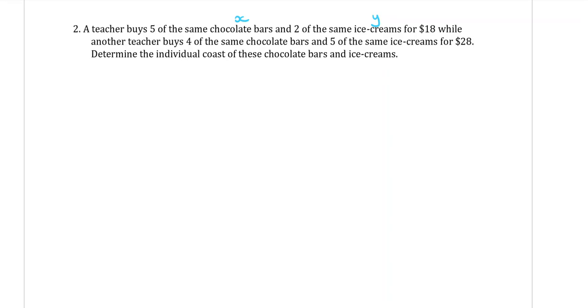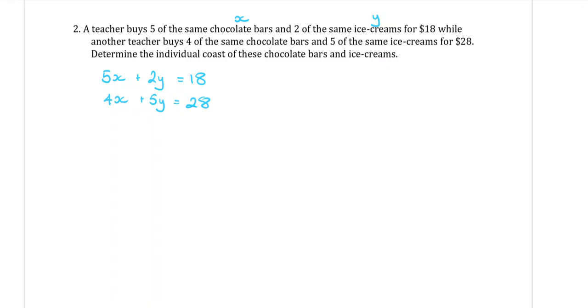So let's read through again and write down the equation as we go. A teacher buys 5 chocolate bars, that will be 5X, and 2 ice creams, so 2Y, and that costs them $18, so equals $18. And then the second equation is going to come from the next bit. Another teacher buys 4 of the same chocolate bars and 5 of the same ice creams for $28. Okay, so we have our equations.